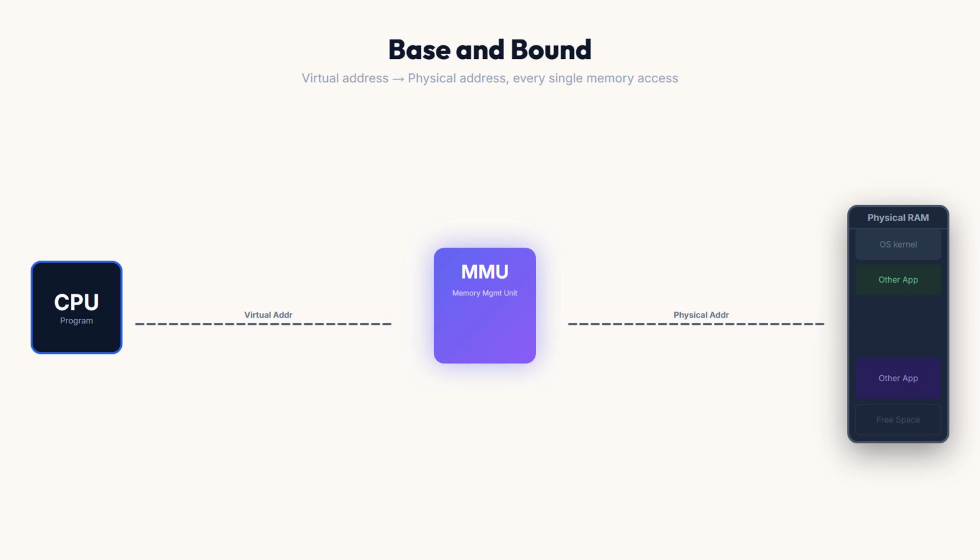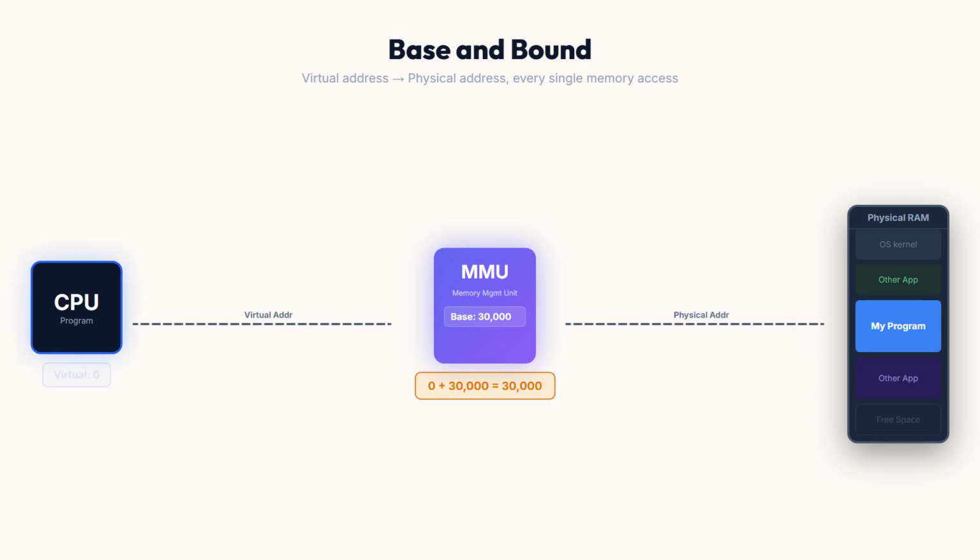Imagine the operating system loads a program into the RAM starting at the physical address 30,000. The program is not told this. Instead, the operating system stores the value 30,000 inside a special hardware register called the base register. Now the CPU starts running the program. From the programmer's point of view, it thinks its own memory starts at address 0.